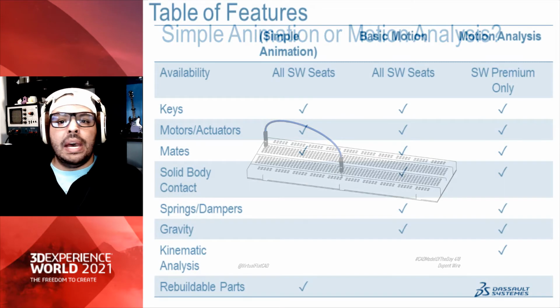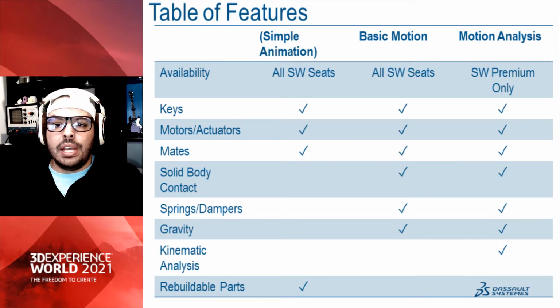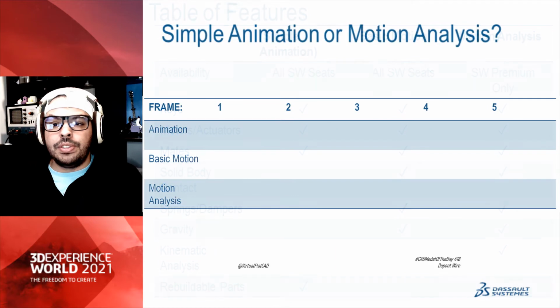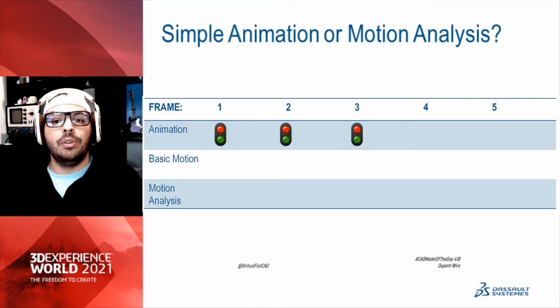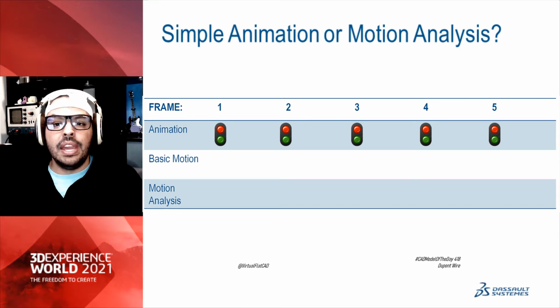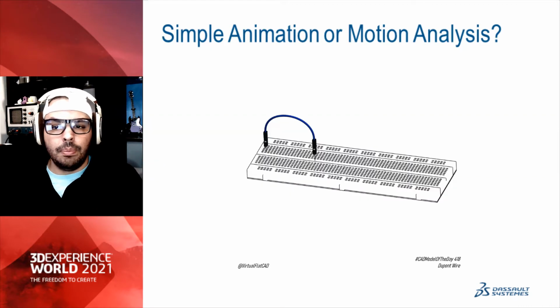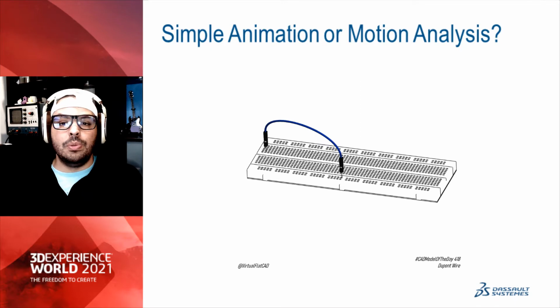Now, circling back to the table I showed, it's now time to talk about the rebuildable parts row down there. What do I mean by that? Well, a quirk of the simple animation mode is that it performs a full rebuild every single frame. Yes, the thing that you hit when you want SOLIDWORKS to recalculate a model with a new dimension happens on every single frame on a simple animation. But what does that have to do with our DuPont wire?